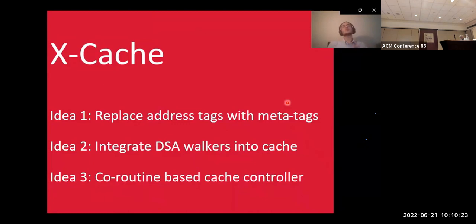So that's why we're introducing Xcache. We have 3 main ideas behind this toolchain. The first one is that we're replacing address tags with meta tags. We're integrating DSA walkers into our cache controller, and we're using a coroutine-based execution model.